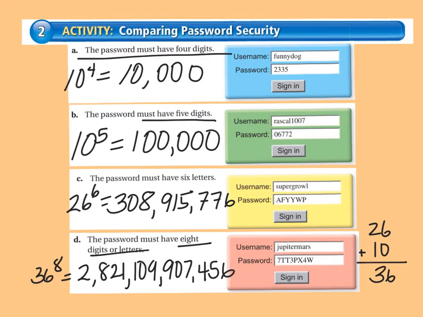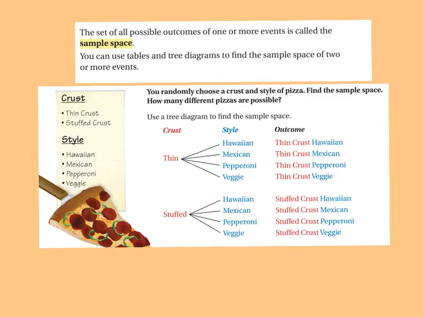109,907,456 possibilities. So you can see why many places ask you to have both letters and numbers, because that increases your security. When we talk about these outcomes, lots of times we talk about this being the sample space. So the set of all possible outcomes of one or more events is called the sample space. We can use tables or tree diagrams to find the sample space of 2 or more events.